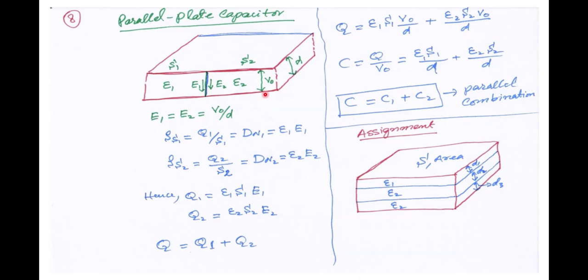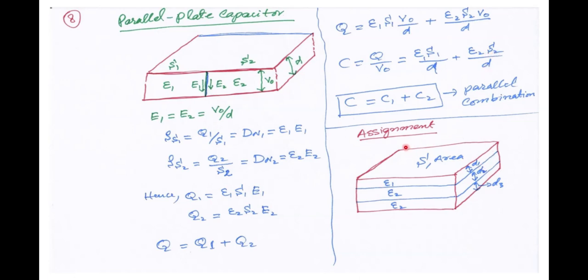So this configuration of dielectric materials inside the parallel plates represents a parallel combination. In a parallel combination, the capacitances add, so the capacitance of the parallel plate capacitor is increased. In this case we have a single boundary. So C is equal to C1 plus C2, where C1 is equal to epsilon 1 S1 divided by d, plus epsilon 2 S2 divided by d.